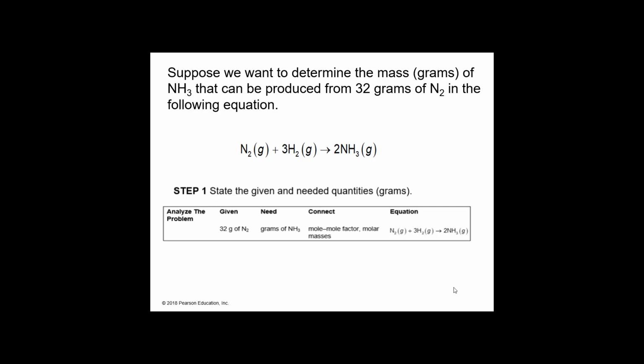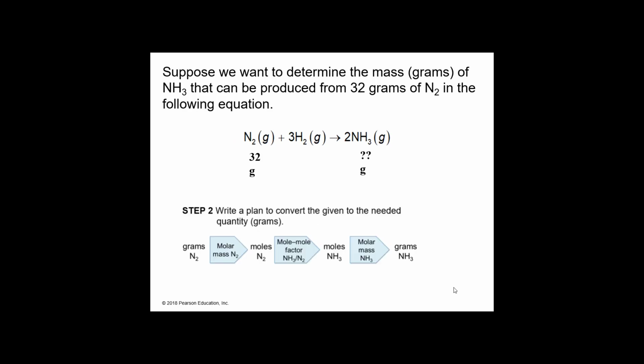Let's do another problem. Suppose we want to determine the mass of ammonia that can be produced from 32 grams of nitrogen in the following equation. You should always have a balanced equation. Now we're going to need to know how to get from one to the other. If we have grams, we need to get to grams of the other. So we're going to follow the same steps we did in the previous one.